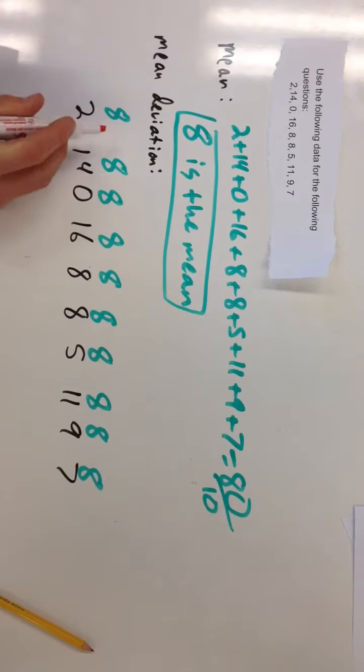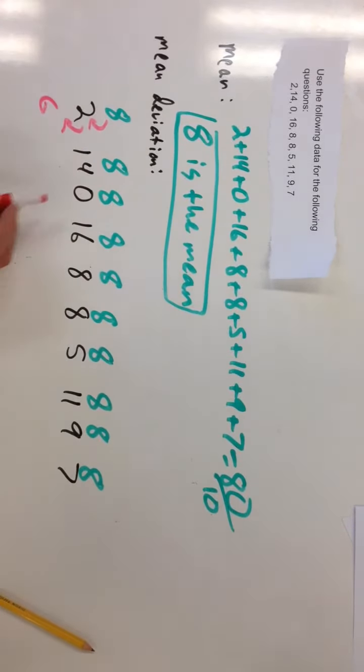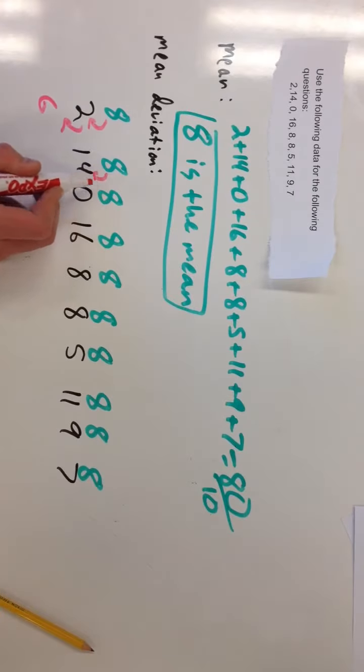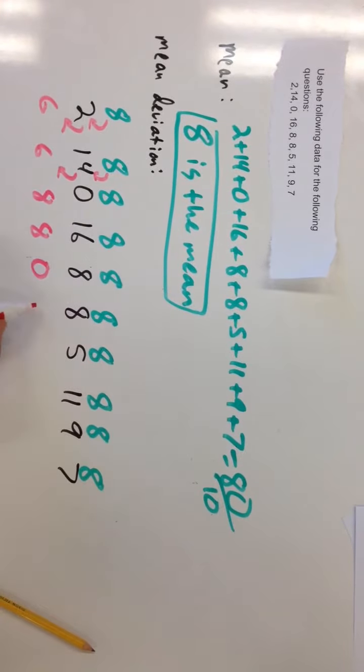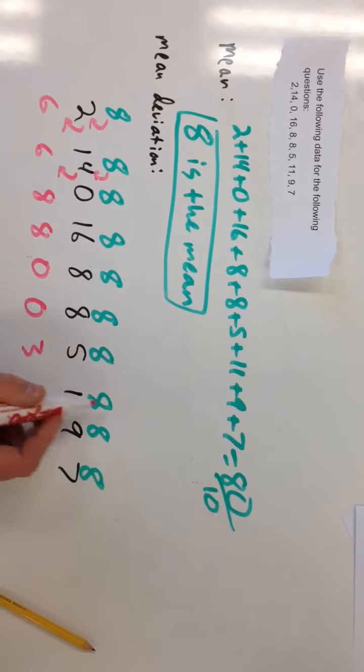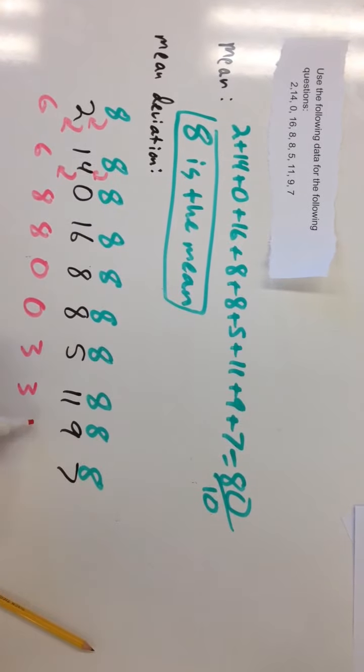How far off were we here? We expected it to be 8, but it was 2. So we're 6 off. We expected it to be 8, but it was actually 14. Once again, we're 6 off. We expected it to be 8, but it was 0, so we're 8 off. Here we're 8 off. Here we got it on target. We got it on target. We're off by 3. We're off by 3. We're off by 1. We're off by 1.